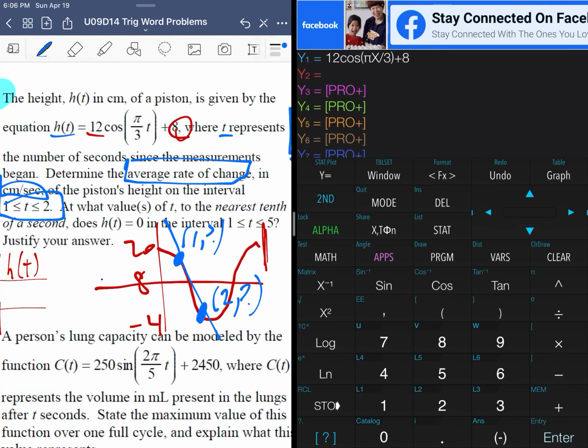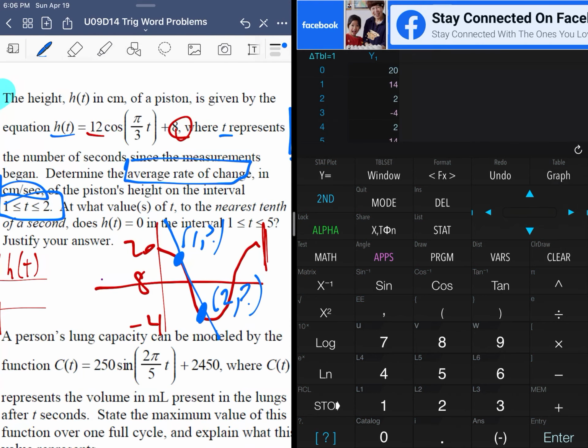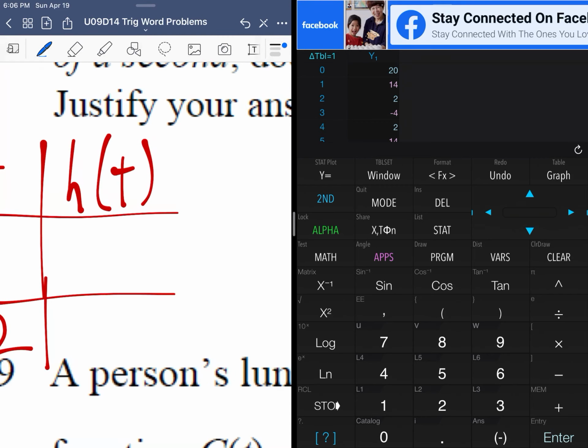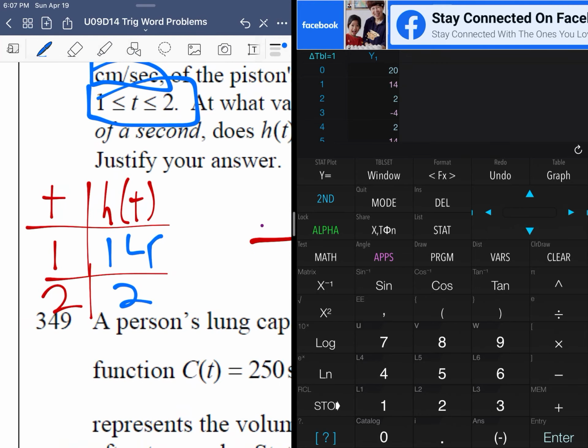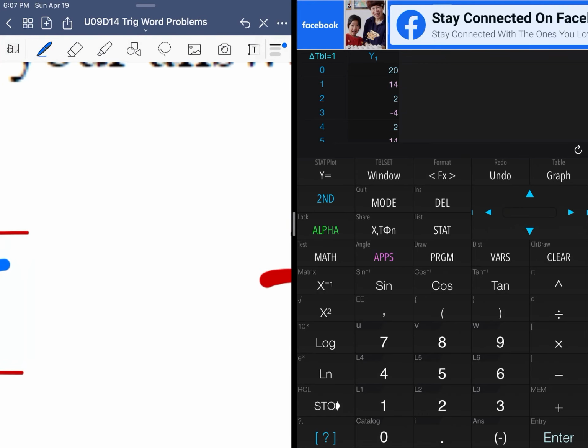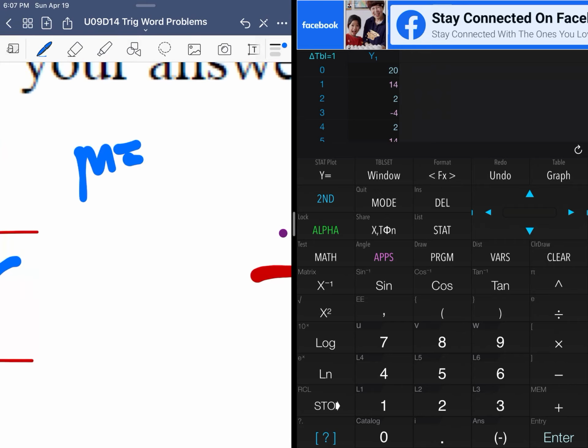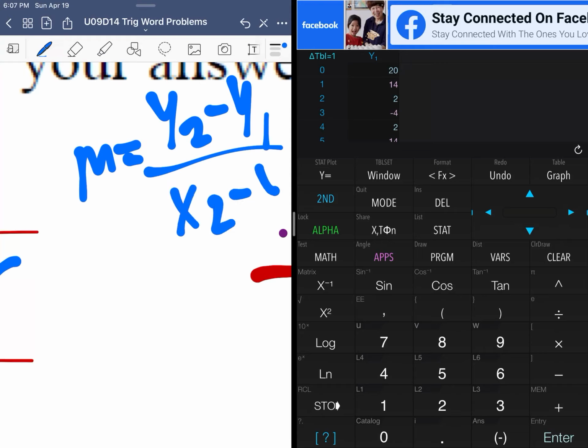So I'm going to close this. I'm going to go back to the table. So I'm going to press second and graph to see the table of values. And I see 1 gives us 14, and 2 gives us 2. So we're just going to find the slope using the slope formula, which everyone should know. It's m equals y2 minus y1 over x2 minus x1.